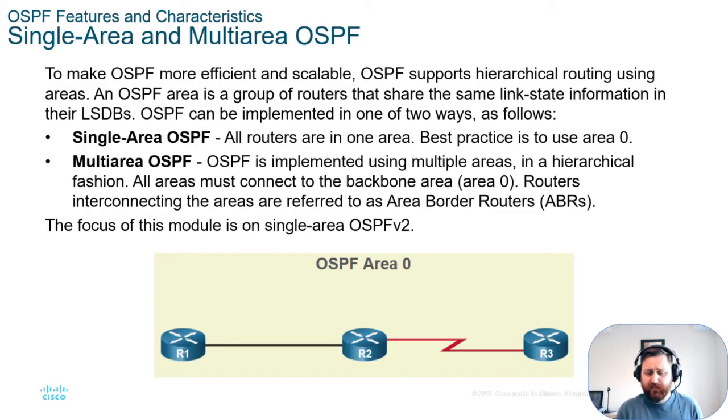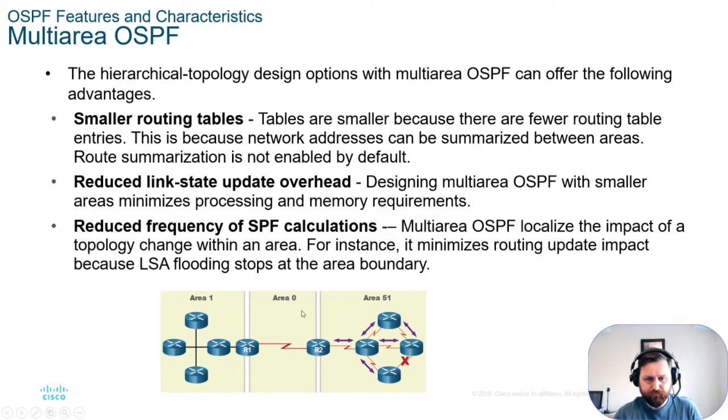Now, in multi-area OSPF, we have multiple different routers that are in different areas, but they all have to be touching the backbone area in one way or another. This can be done physically, where you have one router that is physically touching another router. I think I've got a slide here. So you can see in this case, router 2 physically belongs to both area 0 and also area 51. So that is how we factor that in.